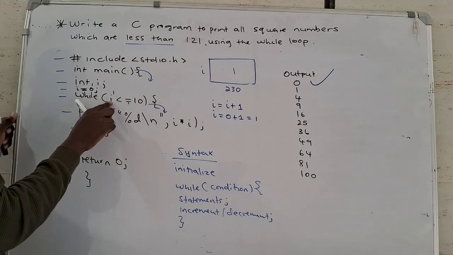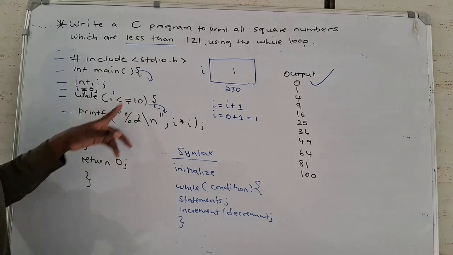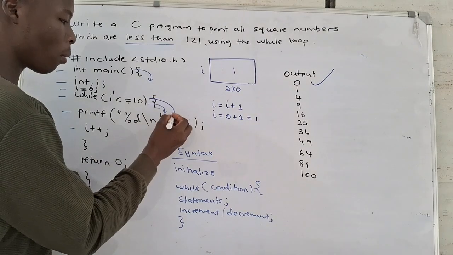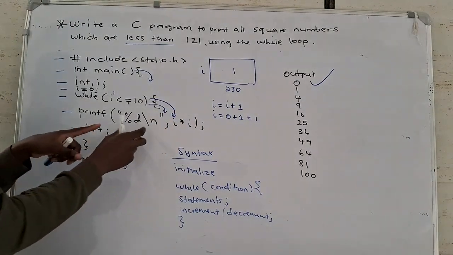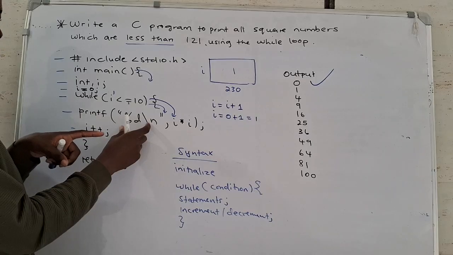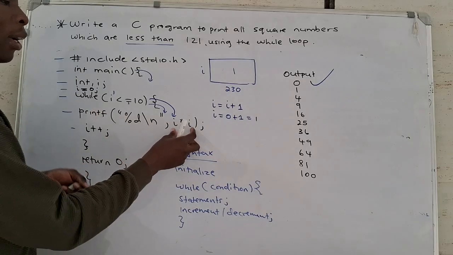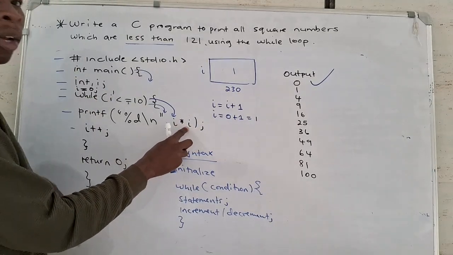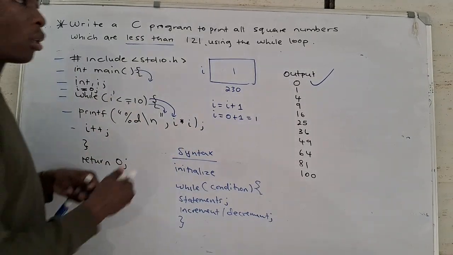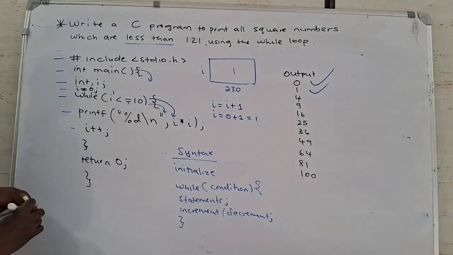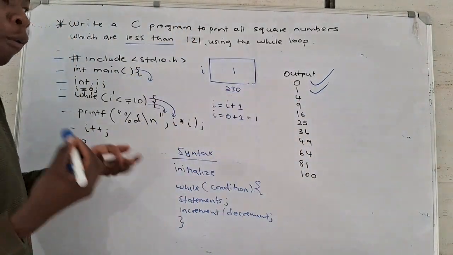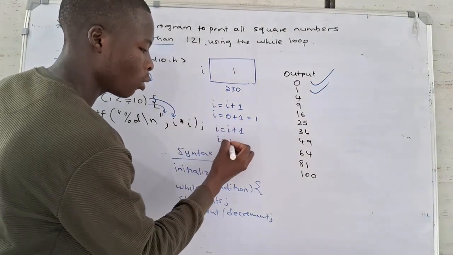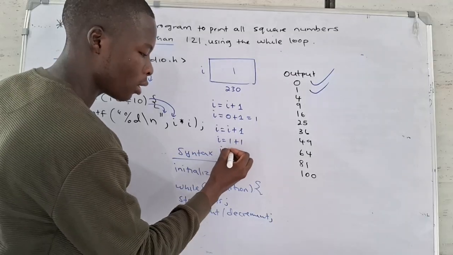Now let's check. 1 is less than 10. True. If 1 is less than 10, what is going to happen? Again, the compiler is going to enter inside. It is going to print an integer. How is it going to find this integer? It is going to say I into I. What is the value of I? It is 1. So 1 into 1. The answer is 1. So 1 is going to be printed. After printing this 1, the value of I is incremented. Again, I is equal to I plus 1. So I is equal to 1 plus 1. What is the answer? I is equal to 2.